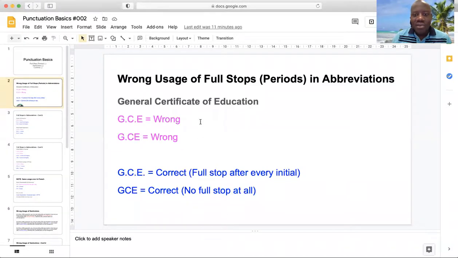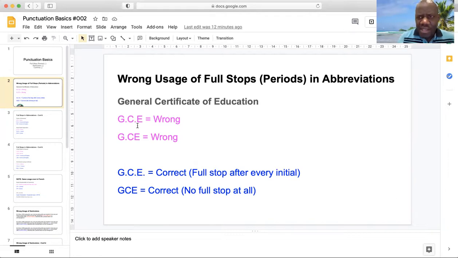So let's start with the full stop. The full stop, like I said last time, is also used in abbreviations. But there is a lot of wrong use of the full stop or the period. In American English, it is called a period, and in British English, it is called a full stop. There is a lot of wrong usage of that when it comes to abbreviations or sometimes even acronyms, but let's leave out acronyms and talk only about abbreviations that can be spelled out, one letter after the other.